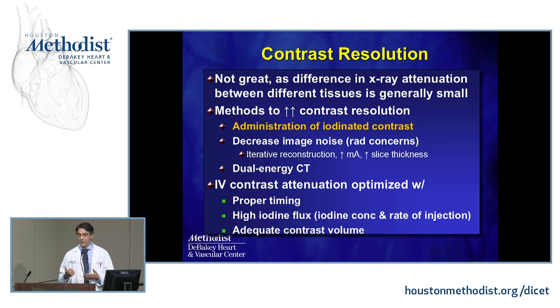The other important thing about CT, we talked about EKG gating, all very important things that you need to be able to image moving structures. The other very important thing is, of course, contrast resolution. Contrast resolution, as you know, if you've ever seen a CAT scan without any contrast, is not the strength of CT. We have very poor contrast resolution as a technique in general. However, we improve upon this by giving iodinated contrast.